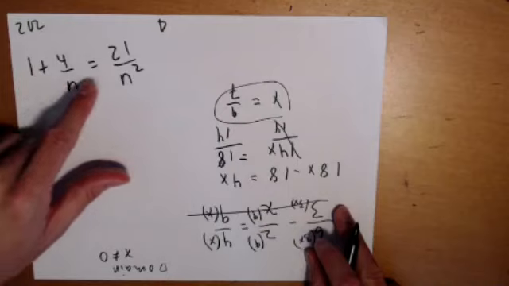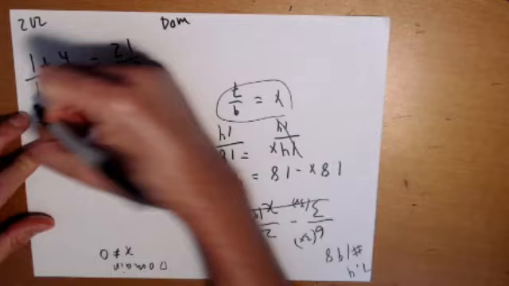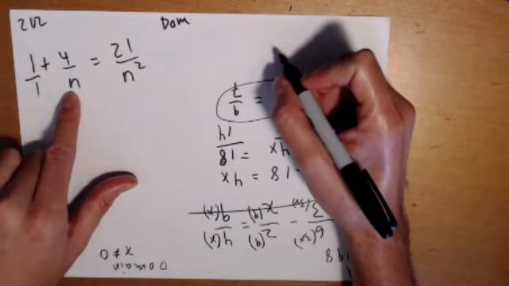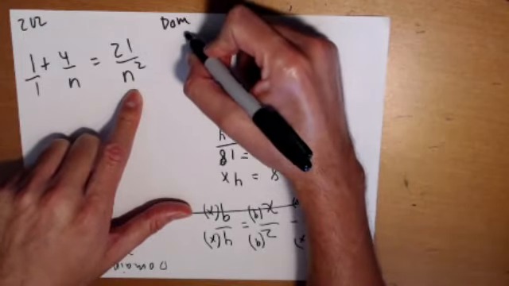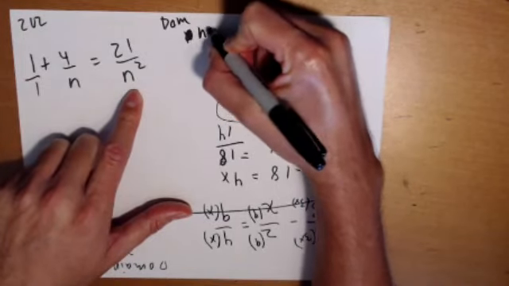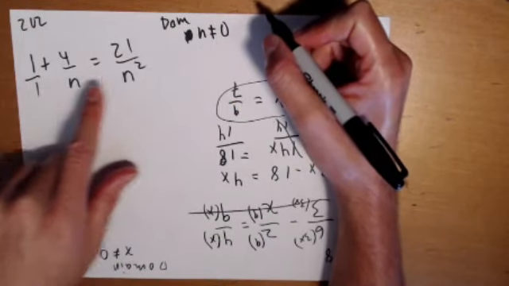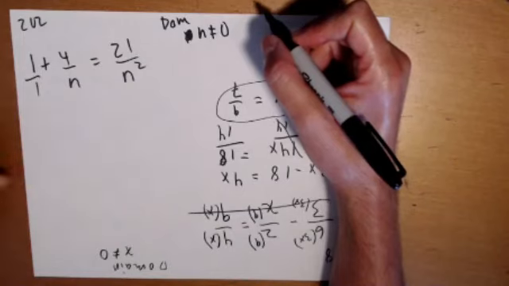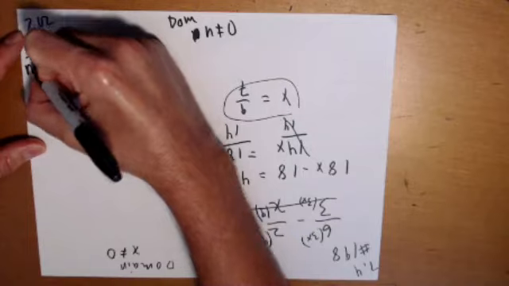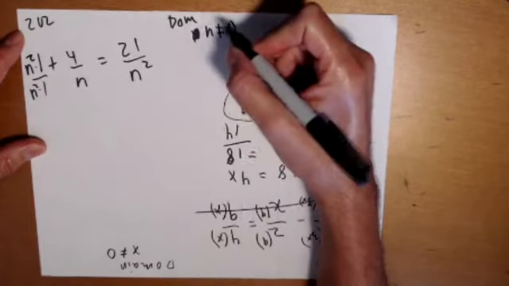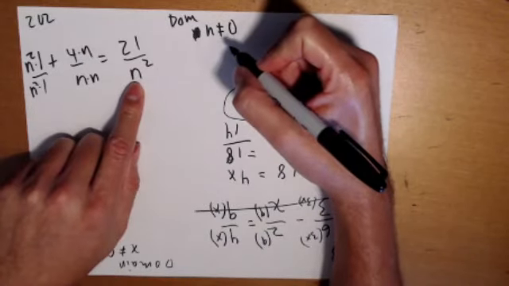Okay, 1 plus 4 over n equals 21 over n squared. So the domain, I'm going to put this over 1 so everyone's a fraction. These denominators are pretty simple, so 0 would mess this up and 0 would mess this up. So the domain, let's say make sure n does not equal 0. Okay, common denominator. I see a 1, I see an n squared, so the common denominator is n squared. So this guy needs an n squared. So multiply by n squared over n squared. This guy needs an n, so multiply by n, and this guy's good to go.